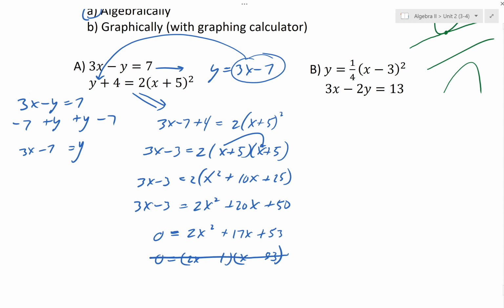Okay? So it's not factorable. And so then if we go to the quadratic formula, we end up with x equals negative 17 plus and minus the square root of, what did you get for the discriminant, Panate?